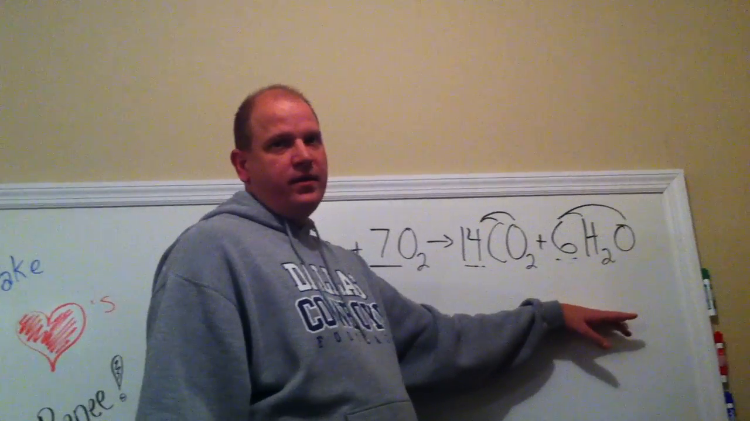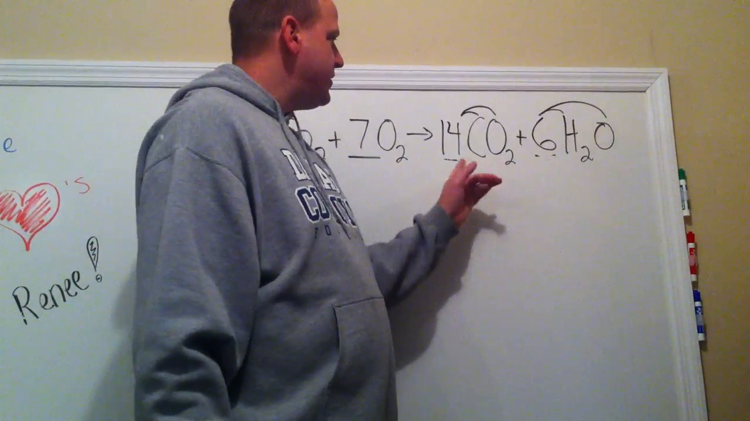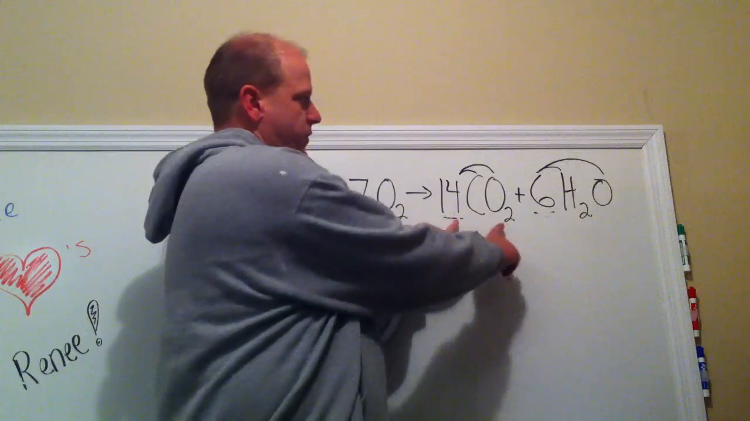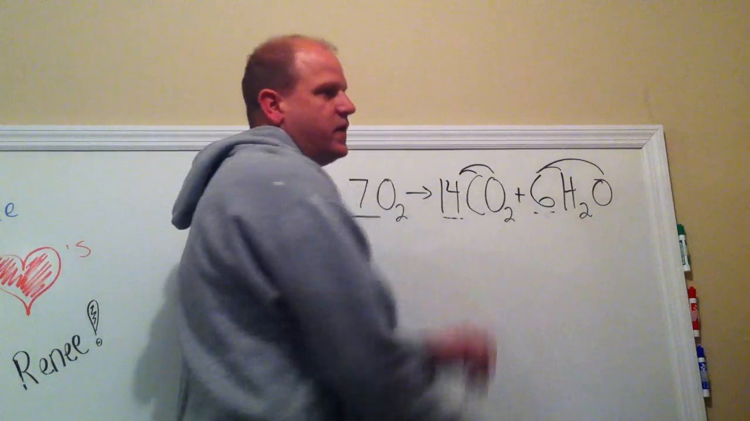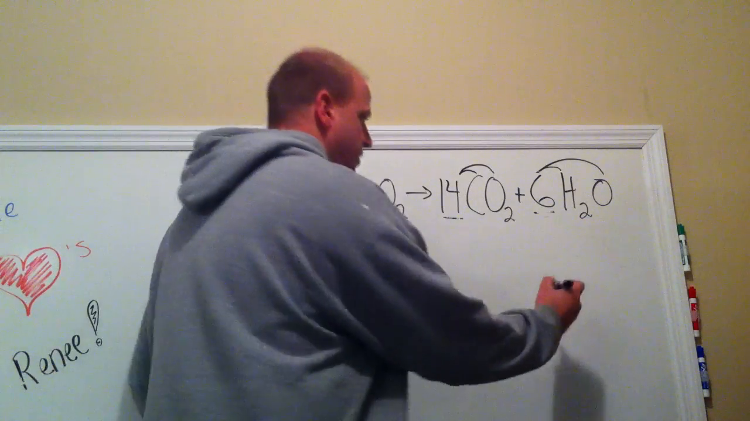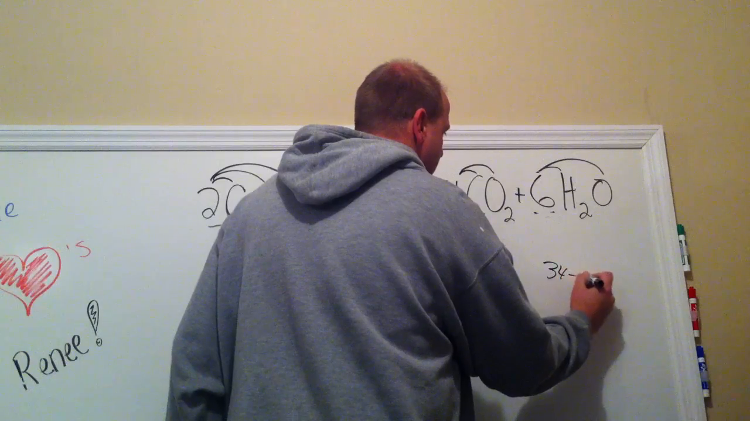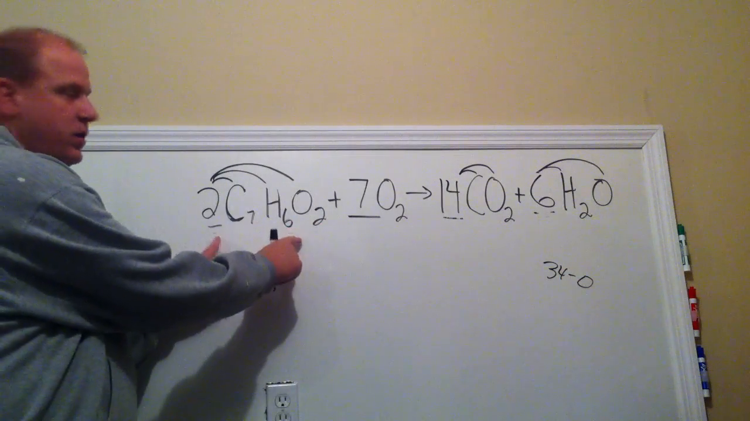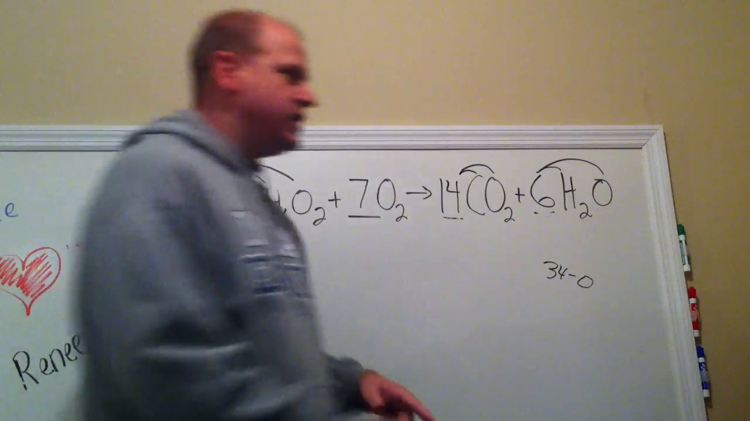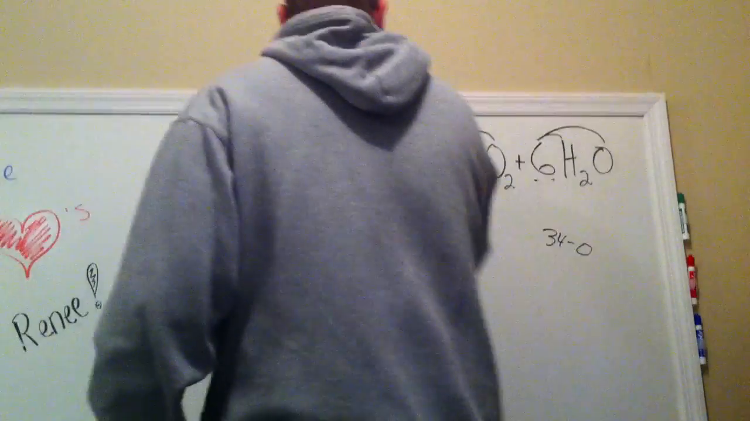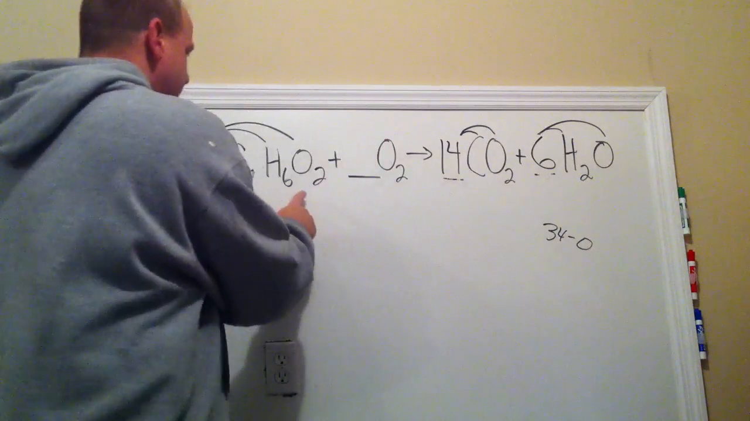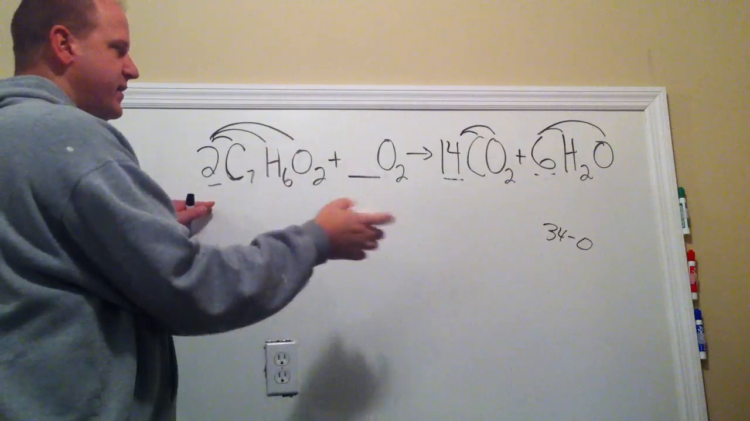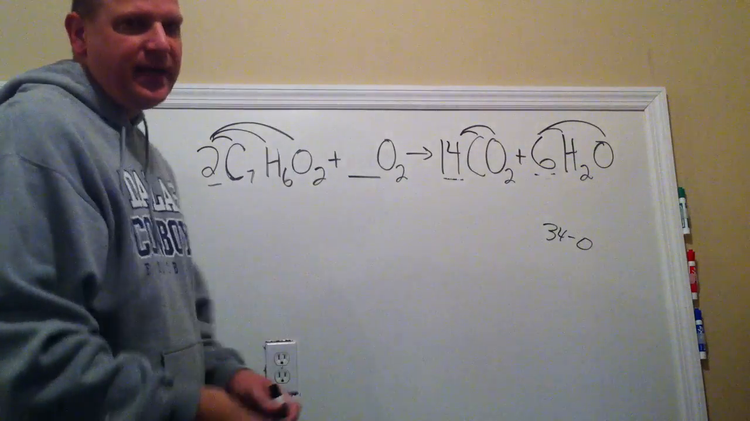On my product side, though, I've got 28, because the 14 times 2 and 6. So 28 plus 6 gives me a total of 34 oxygen. I've got to get this up to 34. Well, I've already got 4 right here, so I'm just going to change out this single oxygen. And what can I multiply 2 by? So I've already got 4. I need 30. What do I multiply that 2 by to get 30?